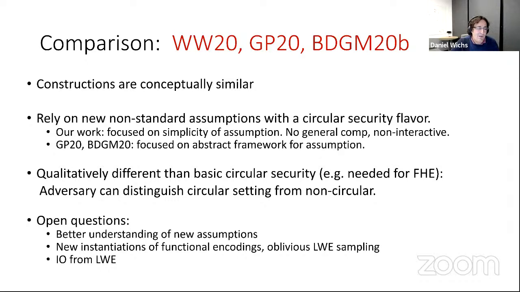So let me just leave with a few open questions. I think a major open question is to get a better understanding of these new assumptions, and try to connect them to other things, or find more connections even between the assumptions in the 3 different works. And of course, to get new instantiations of either functional encodings or oblivious LW sampling. I'm hoping that these are good intermediate tools, or good high-level approaches, for constructing IO that should be fruitful even beyond the concrete instantiations that these works offer. And lastly, I think one big open question is to get IO from just the learning with errors assumption. So that's the holy grail here.